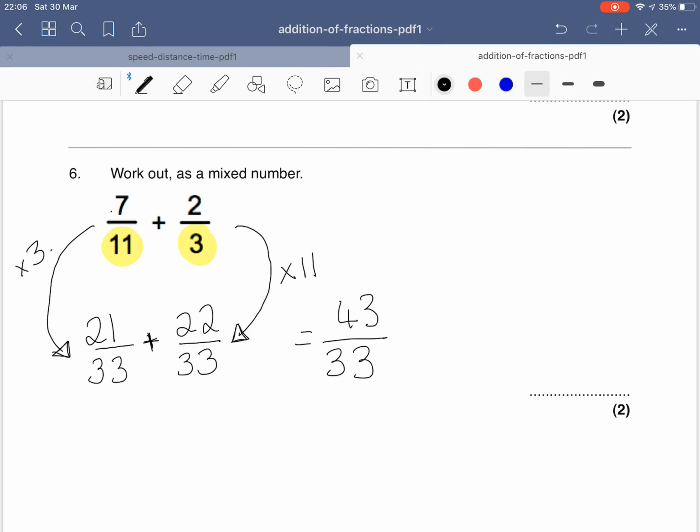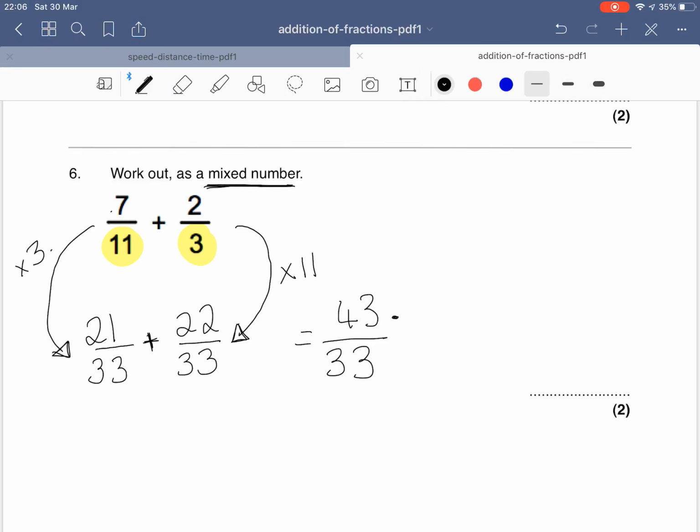So we can see here that we have an improper fraction. An improper fraction is where our top number is bigger, so our numerator is bigger than the denominator. So our question has asked us to write it as a mixed number. That means we want one number and a fraction.